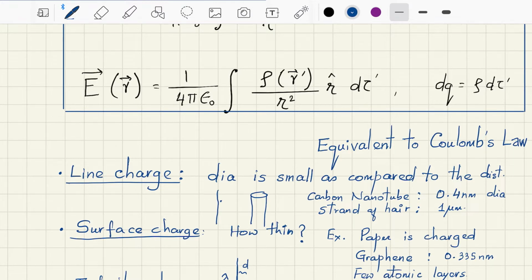Similarly, for a surface charge, if there is a surface and you are very close to it, it need not be flat and it need not be infinite. The sense of infinity comes from the distance to the field point. If you are very close, at microns, and the surface is centimeter by centimeter or millimeter by millimeter, then for a field point at a distance of 1 micron, centimeters or millimeters is infinite for most analysis.